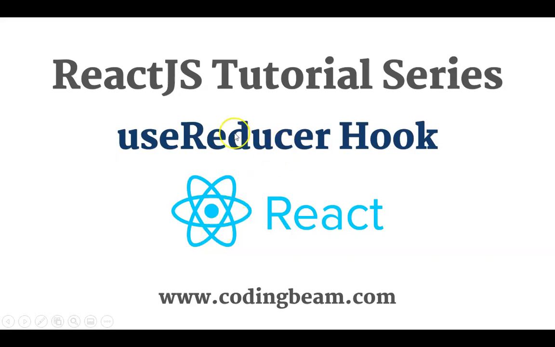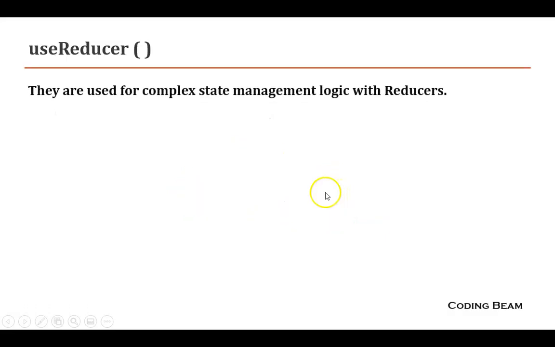So in this video, we will learn about the useReducer hook in React. So what exactly is the useReducer hook? The useReducer hook is used for complex state management, which stores and updates the state just like the useState hook, but it's quite complex to manage the state with it.